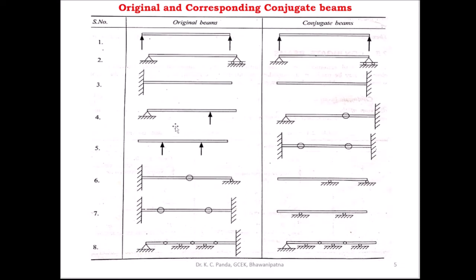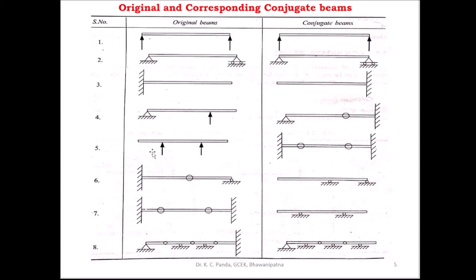And this is the beam. Here this support is a hinge support, this is the interior support, and this end is a free end. This is the original beam. In the conjugate beam, the hinge support is also a hinge support, at the interior support you have to take an internal hinge, and at the free end you have to take a fixed support.